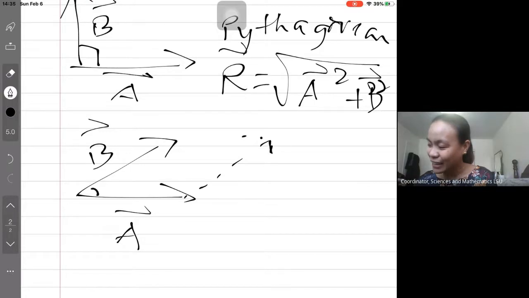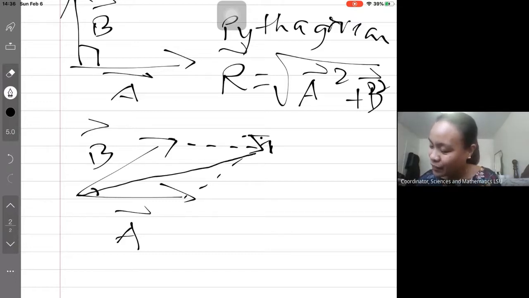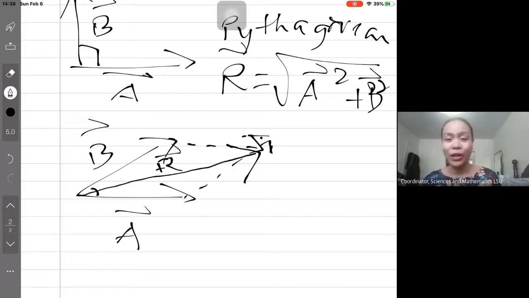Okay, just like that, draw a line parallel to vector B, and then another vector which is parallel to vector A, and then from the origin going to the head of the two vectors, that would be the resultant vector. So again, just draw parallel vectors. So that is the parallelogram method.